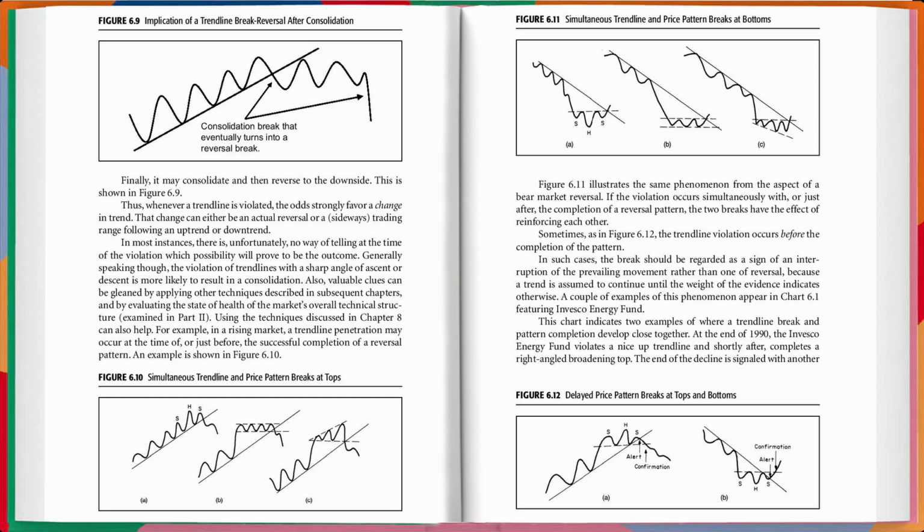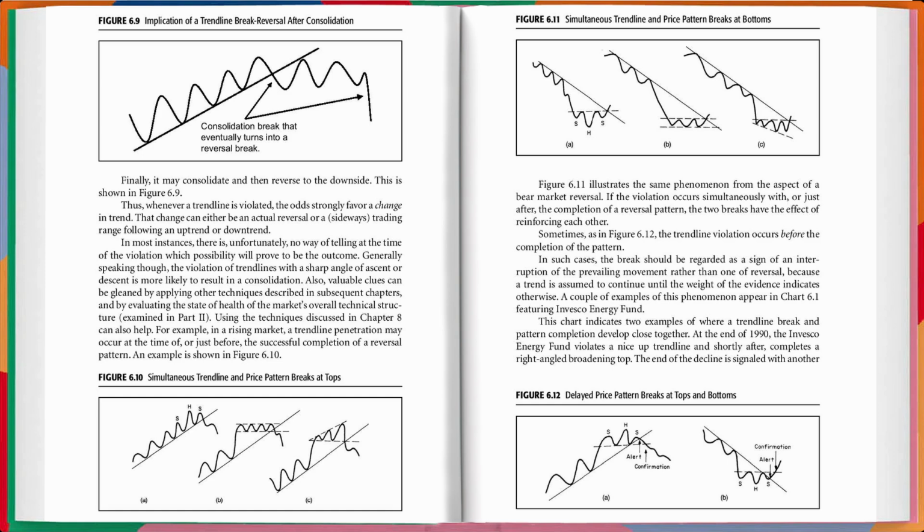Also, valuable clues can be gleaned by applying other techniques described in subsequent chapters, and by evaluating the state of health of the market's overall technical structure examined in Part II. Using the techniques discussed in Chapter 8 can also help. For example, in a rising market, a trendline penetration may occur at the time of, or just before, the successful completion of a reversal pattern.